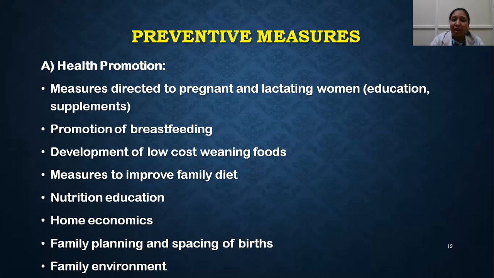Okay, and family planning and spacing of births. As I told you, large families cannot take care of all the kids. It's difficult to take care of the kids. If they have any diseases, they cannot afford to give them proper treatment and everything. So family planning and spacing of births is very important. And family environment. The family should be able to bring up the child in a nurturing way. The family plays a very important role in bringing up children, so that the child grows up in a healthy way.